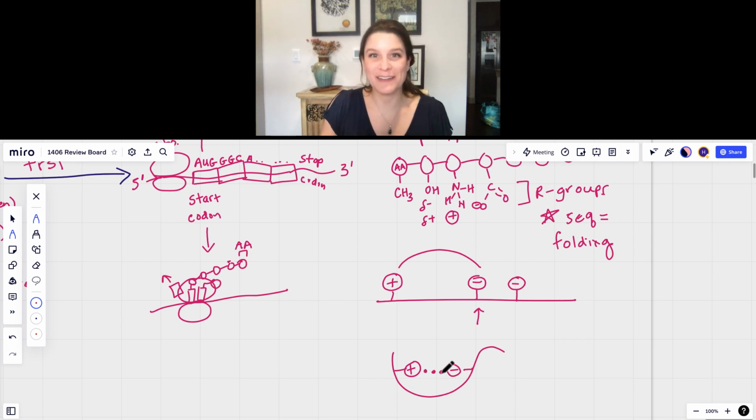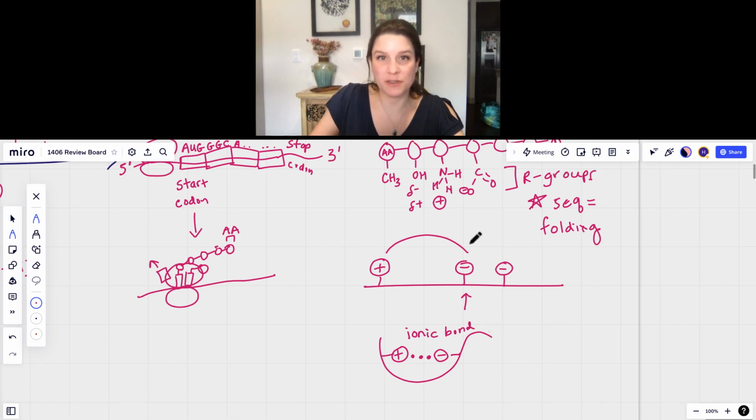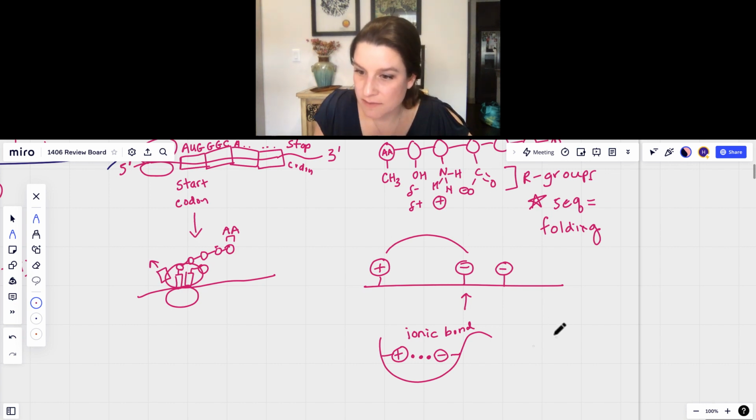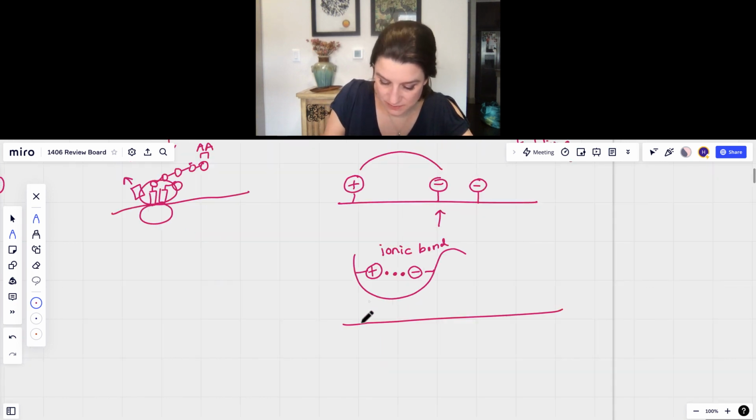Then we have to go back and think, what was the positive or negative of our group? So for that kind of bond here, we would expect an ionic bond. Ionic is between total positives and total negatives. So that would start giving the polypeptide three-dimensional structure. Okay. So what if, though, we had a little bit different sequence?